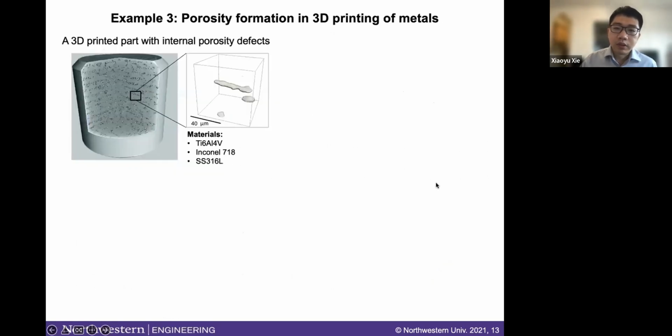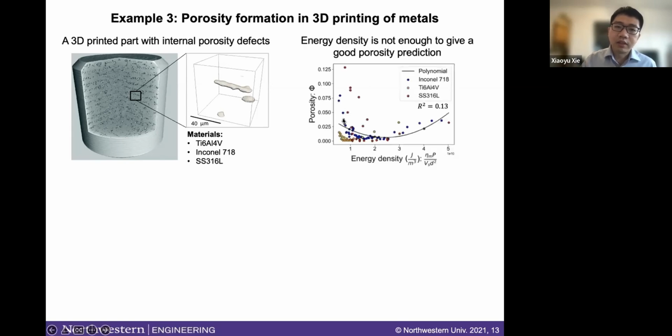In the third example, we try to understand the defects in 3D printing. We know that defects have many uncertainties, so it's very complex to understand, especially the porosity in 3D printing. If we zoom in on this part, this is a 3D printed build part. If we zoom in on this part, we can see some parts have keyhole porosity, and some parts have lack of fusion porosity. So this porosity highly influences the quality of the parts. So how to understand the porosity is very important.